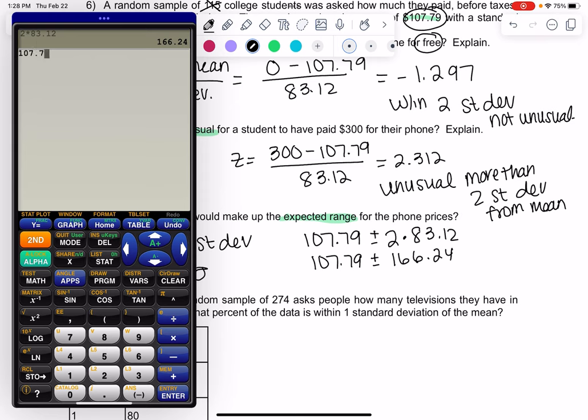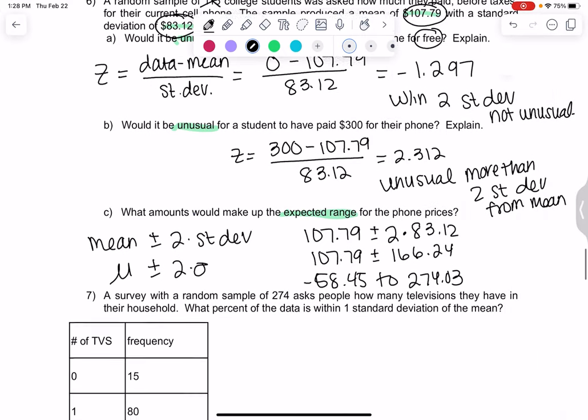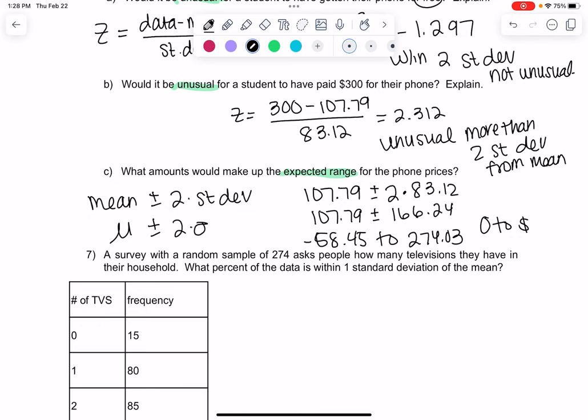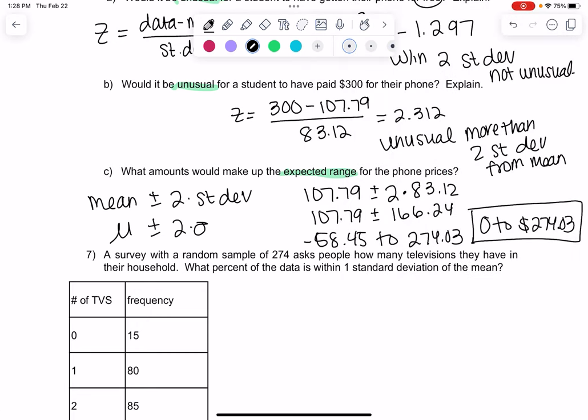And I like to do the minus first. So negative 58.45. And then second enter, I can just change it to a plus sign to save some time, to 274.03. They're probably not paying you to get a phone, so it probably just rounds to zero. So 0 to 274.03 would be my expected range. If it were discrete, we would round to whole numbers, but phone prices are continuous. So we're not going to round, but things to think about.